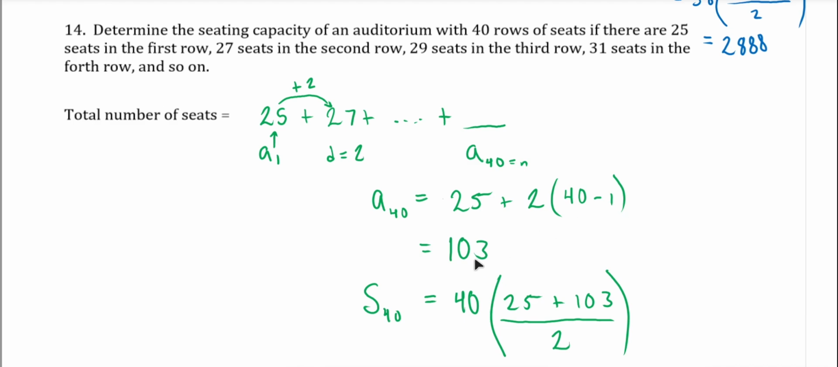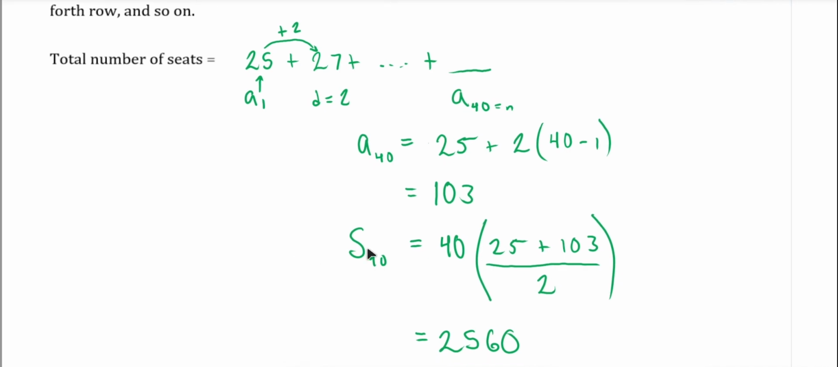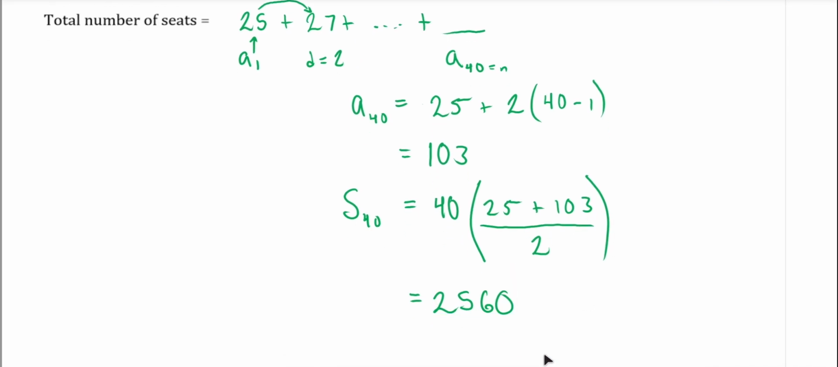Well, we can find that out with our standard form. Plugging in 25, 2, and 40, we wind up with 103. And this tells us that the sum of the first 40 rows is going to be 40 times the average of 25 and 103. This gives us 2,560.